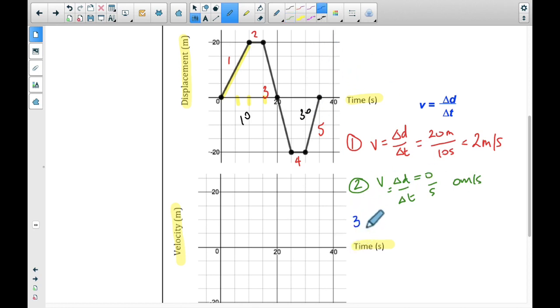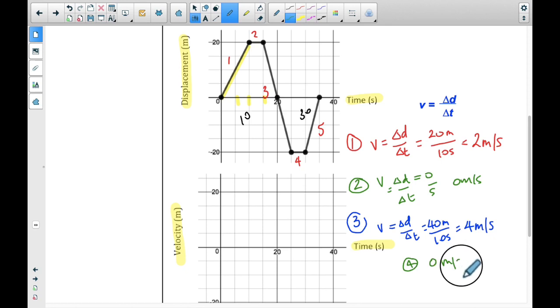Section number 3, you can do it, let's just do it for the whole thing. It goes from 20 down to -20, so that's actually a total of 40, isn't it? And the time span for that is 10 seconds. So this time they're going 4 meters per second. Section number 4 is also 0 meters per second. It seems pretty obvious, but let's just go ahead and write it down. And then section number 5, oh, you know what?